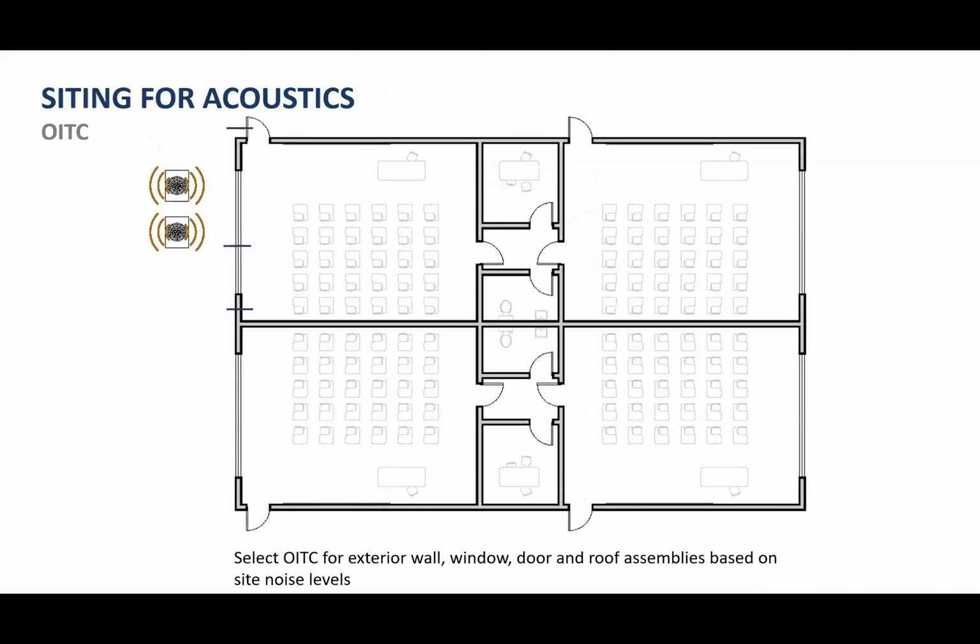When we're looking at the facade, we have something called an OITC, which is an outside to inside transmission class. This is basically a rating, kind of similar to an STC, that takes into account the lower frequencies for transportation noise. And it tells you how your assembly, how your wall or your window or your door or your roof may perform on site.